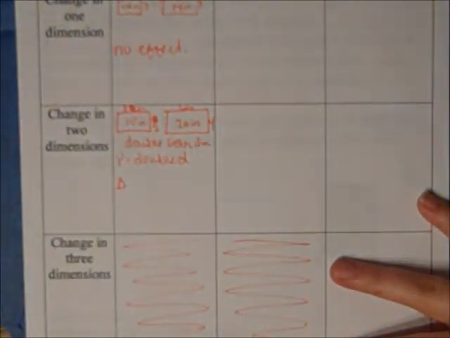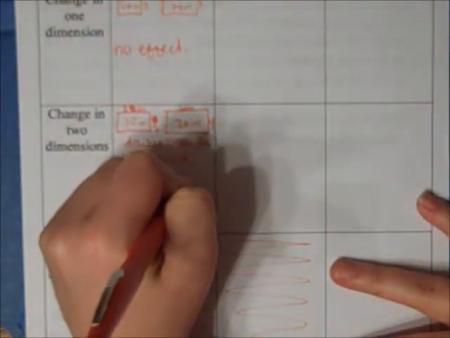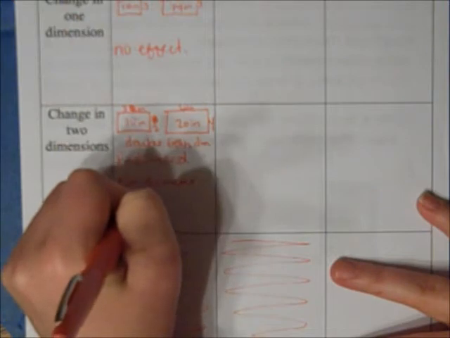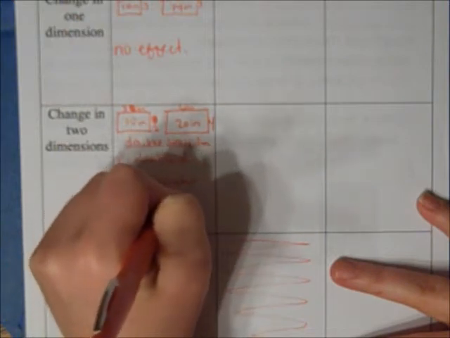So the change, we're going to use delta for change, the change in perimeter is equal to the change in your dimensions. And this is always going to be true. If I tell you triple the dimensions, then you're going to triple the perimeter. If I tell you to half the dimensions, then you're going to half the perimeter.